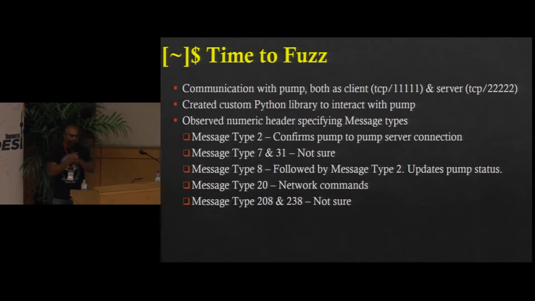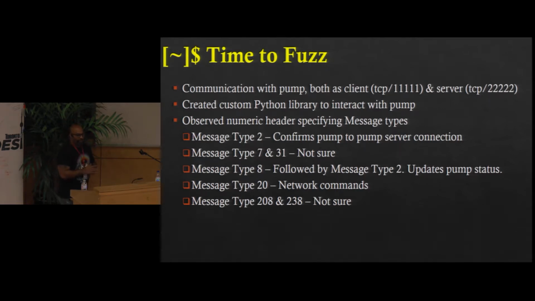So we figured out different message types. There was message type 2, which basically confirmed to the pump that you are now connected to the pump server. Then there was message type 7 and 31. We're not really sure what they are. Then there's message type 8. And when you send message type 8 followed by message type 2, it changes the status of the infusion pump from none to receiving. So at this point of time, you might modify an existing packet and send it back to the infusion pump, and it'll override some settings on the infusion pump.